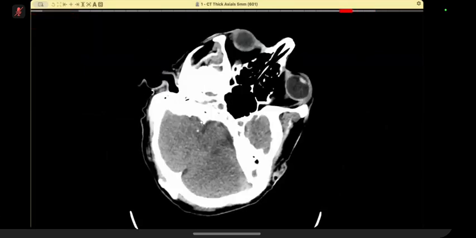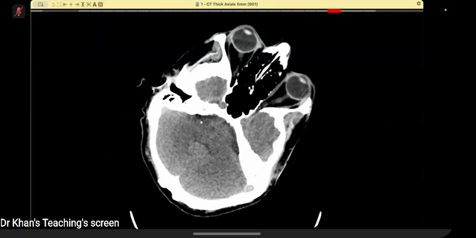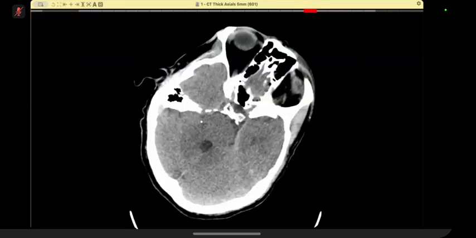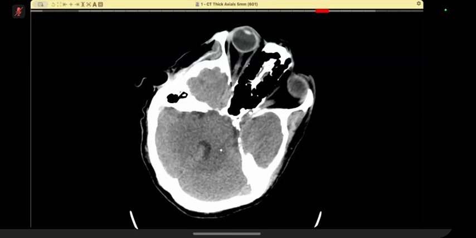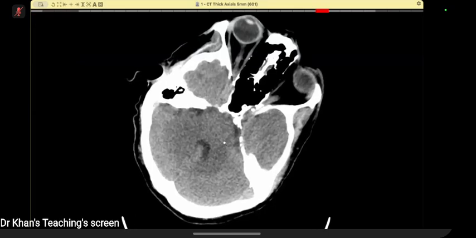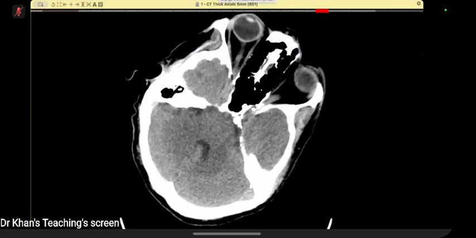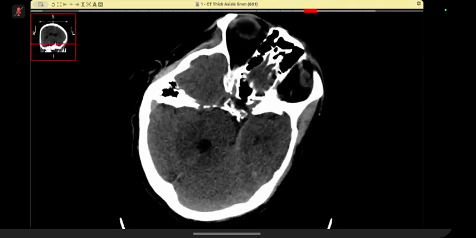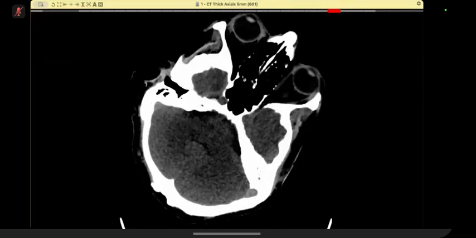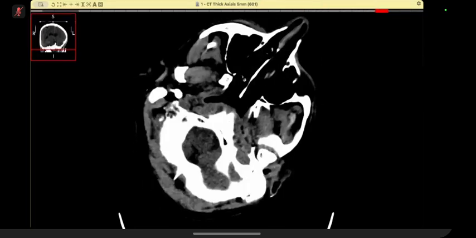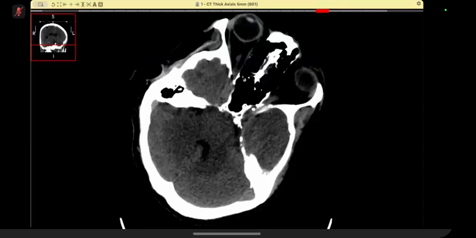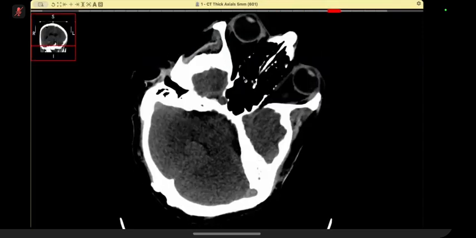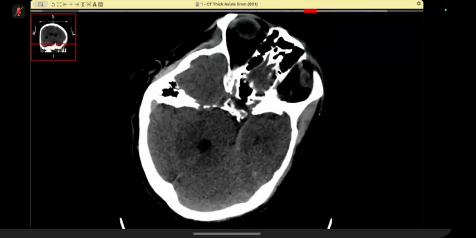Sir, can you please show me the area of the internal acoustic meatus, and can you please change the window a bit? The soft tissue is appearing a bit hyperdense. Okay, yes, that's better. There is hyperdensity seen in the adjacent region, but I'm not quite convinced about it.